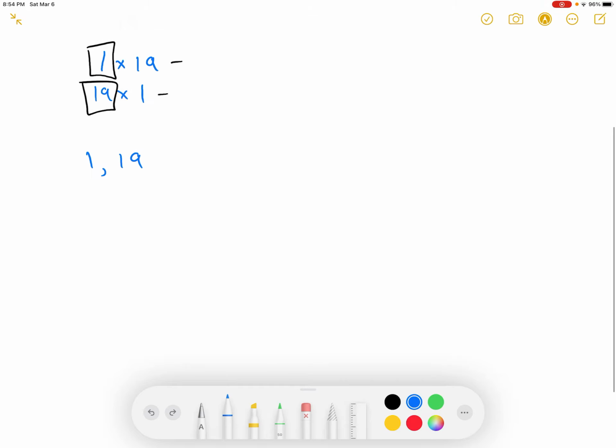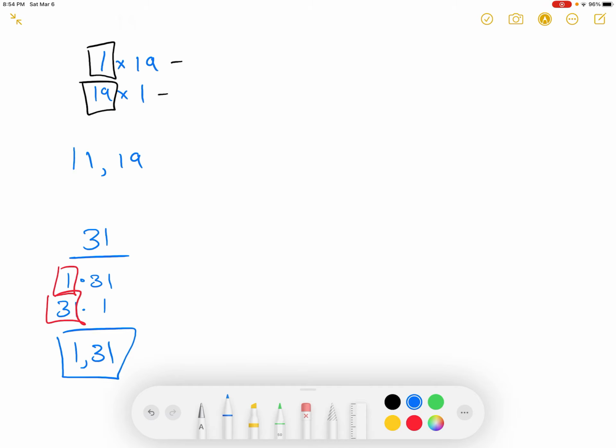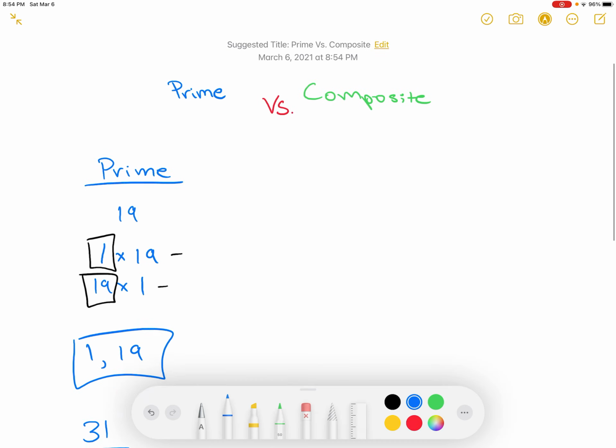Another example of a prime number would be 31. Usually they're odd numbers, right? So the only things that multiply to get 31 are 1 times 31 and 31 times 1, which means the unique factors are 1 and 31. Again, a prime number has only two factors, 1 and itself.